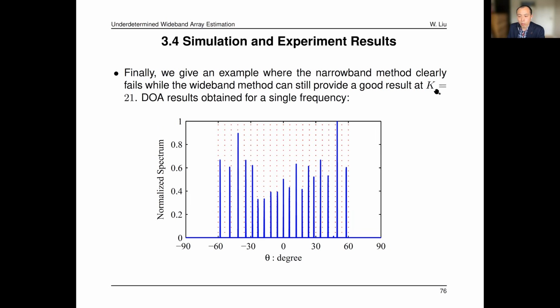result. So what we do is increase the number of targets to 21, not 15 anymore, so the problem is more difficult. With 21, if you do the single frequency estimation, you see you have missed some targets here, right? And the error is also very large.